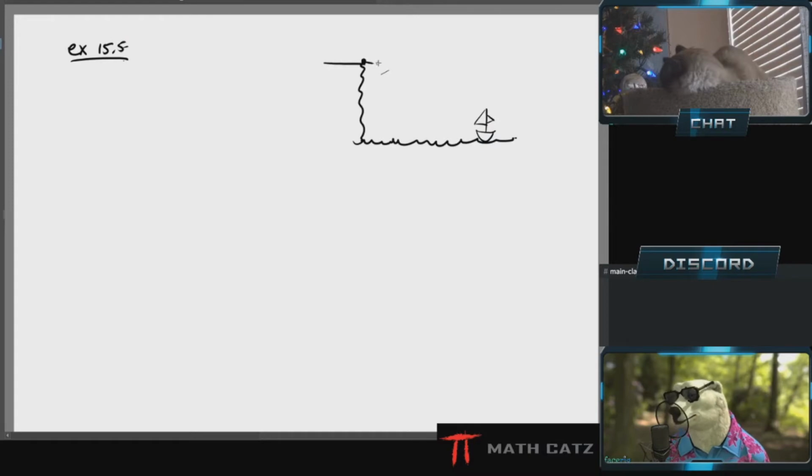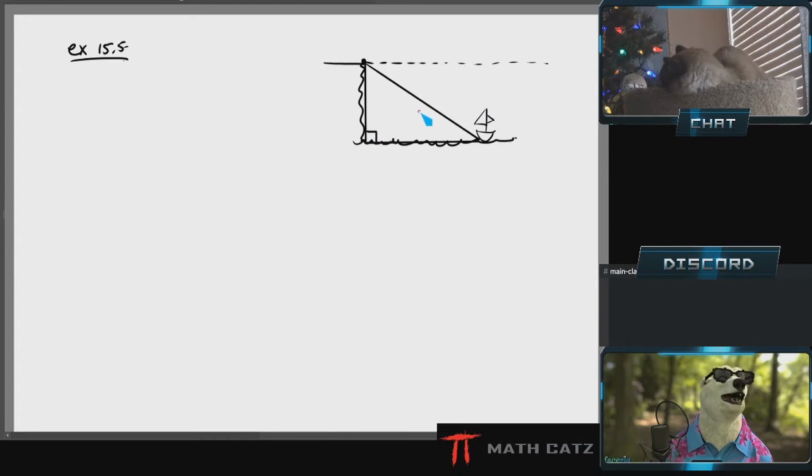There we go. And I am measuring from the horizontal, a line to the boat, like so. So then, of course, I have a vertical line and a line along the water, and there is my triangle, a right angle triangle. Now let's see what they give me.